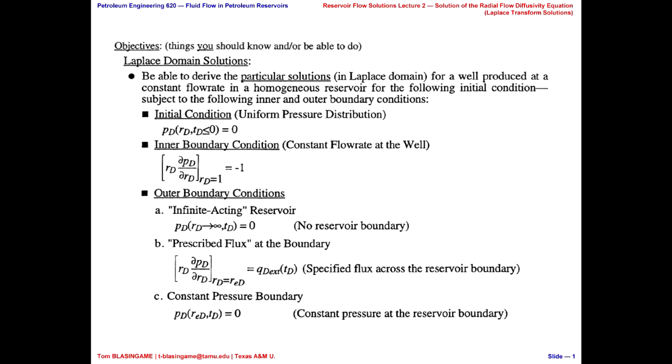Tonight we're going to talk about the Laplace transform solutions, or Laplace domain solutions, for the radial flow case. Again, some of this is going to seem tedious, but it's just algebra, a little bit of calculus, a little bit of transform. These are the classic solutions. And as I told you last night, you can always learn something from the classic solutions.